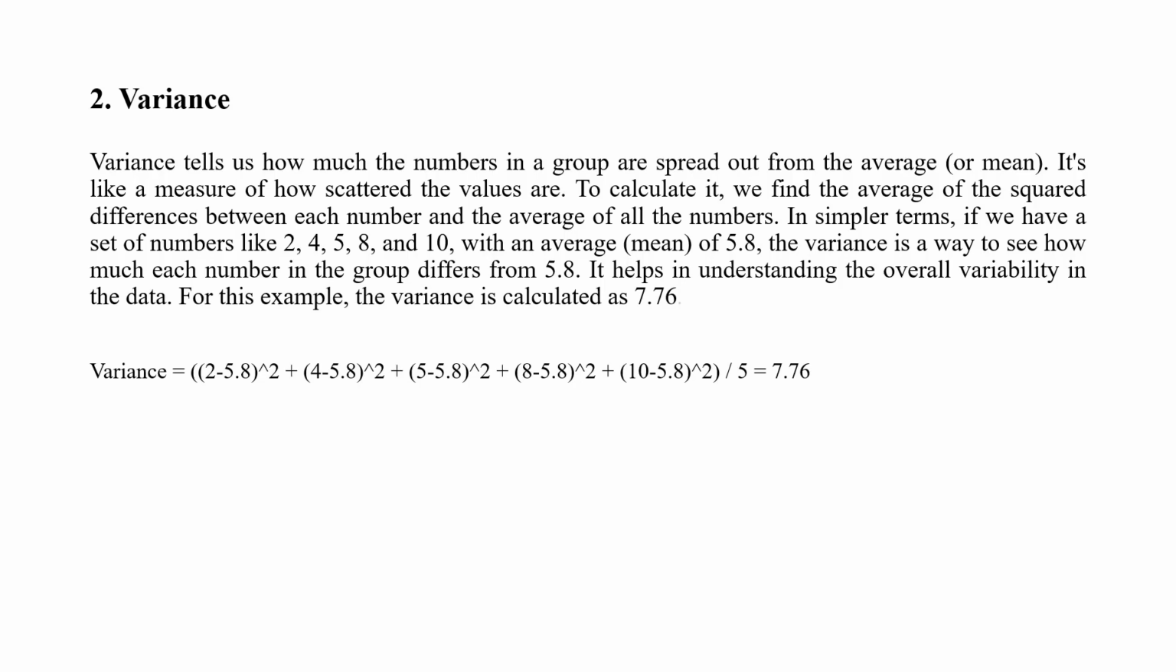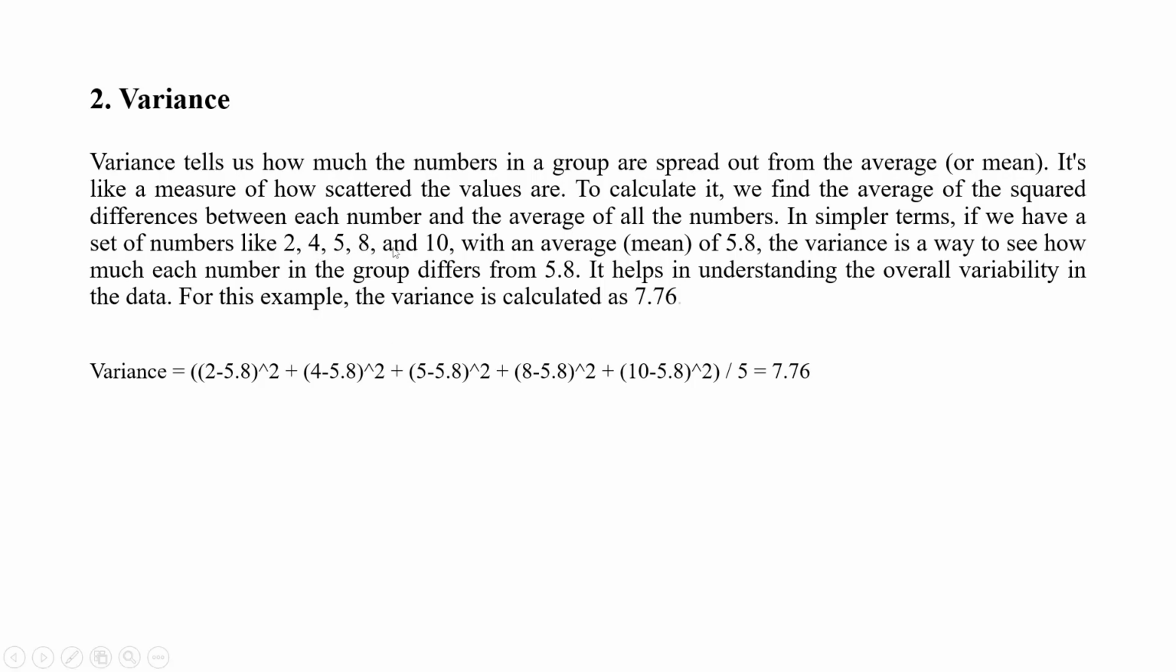The variance is a measure of how scattered the values are. To calculate it, we find the average of the squared difference between each number and the average of all the numbers. So first we find the mean value, subtract it from each number, and then square the differences.